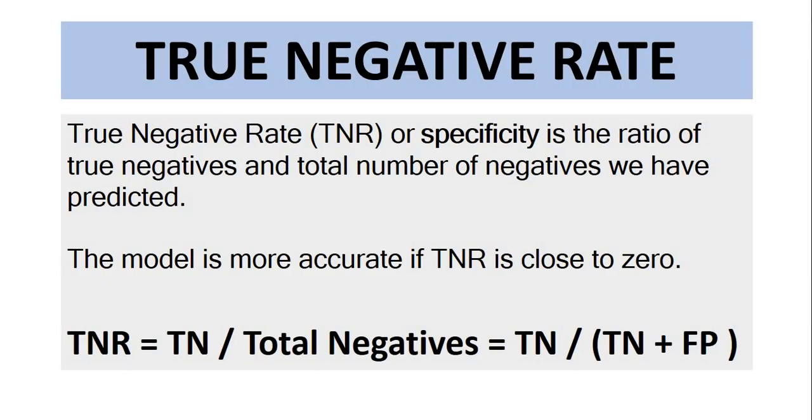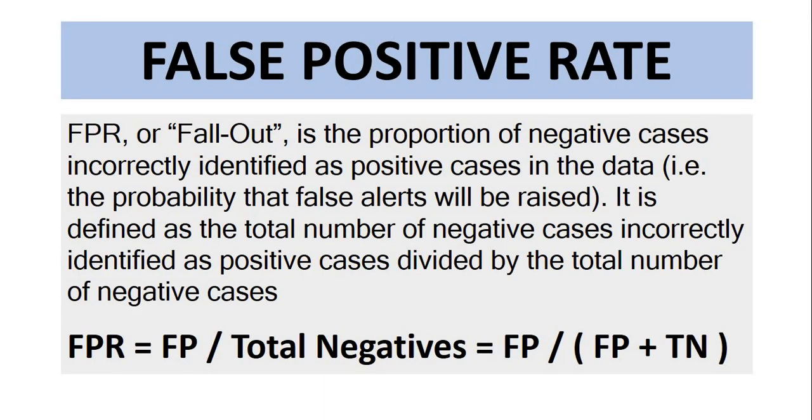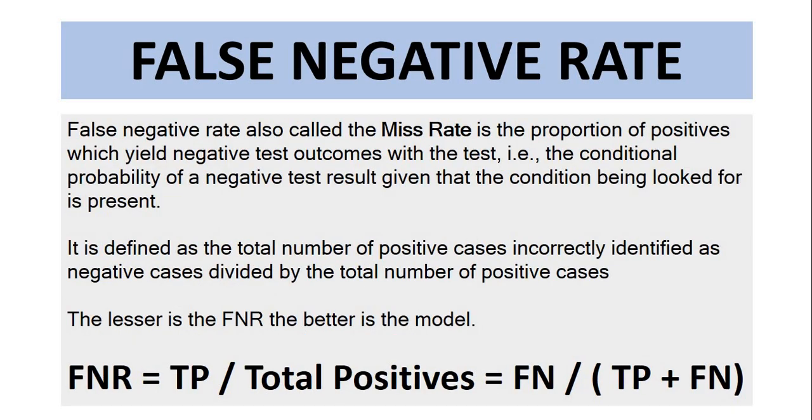Moving on to the next, what is false positive? The false positive rate, which we also call the fallout, is the proportion of negative cases incorrectly identified as positive cases. It is defined as the total number of negative cases incorrectly identified as positive cases divided by the total number of negative cases. And we have the formula here: false positive rate is equal to false positive divided by true negative plus false positive. Then we have the last term here, the false negative rate.